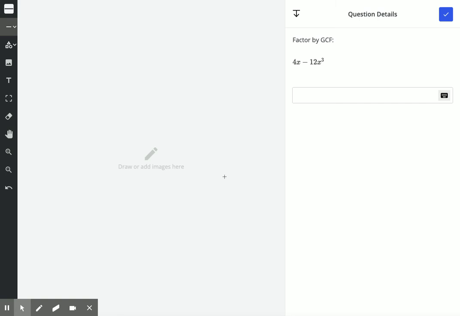Factor by GCF, or greatest common factor. I need to first put it in standard form. So is it in standard form? And this is not, so I need to write it in standard form. The biggest thing here is the x cubed, so the negative 12 is in front of the x cubed. After that comes the 4x, a positive 4x. So now it is in standard form.